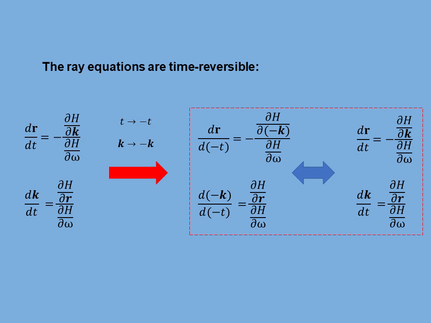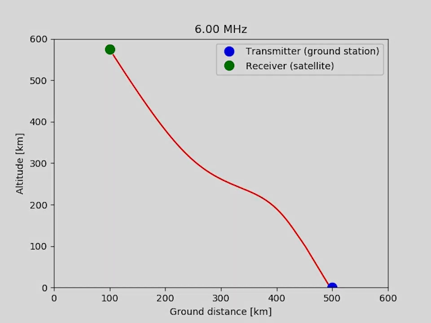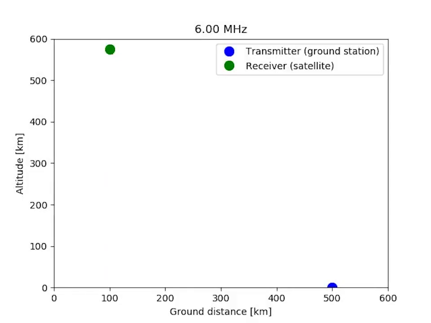This is possible because the ray equations are time invertible. By integrating them backwards in time, the radio transmission can be traced from the receiver back to the transmitter. I'll try to demonstrate this property in what follows. Let us imagine that a ground station is transmitting at 6 MHz. For a certain transmission direction, the signal is propagated to the satellite at a 575 km altitude. Next, I will turn the received wave around and integrate the ray path backwards. It can be seen that the ray traces its path back to the transmitter.